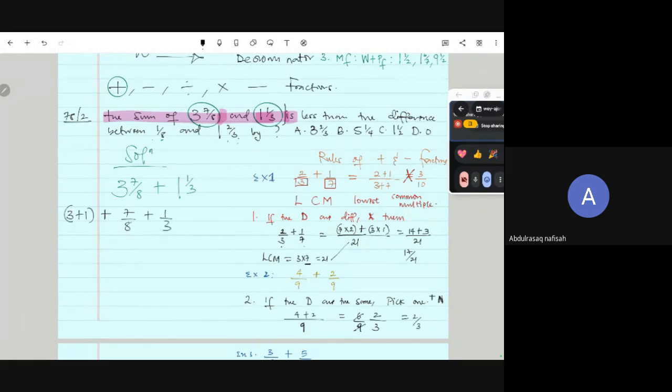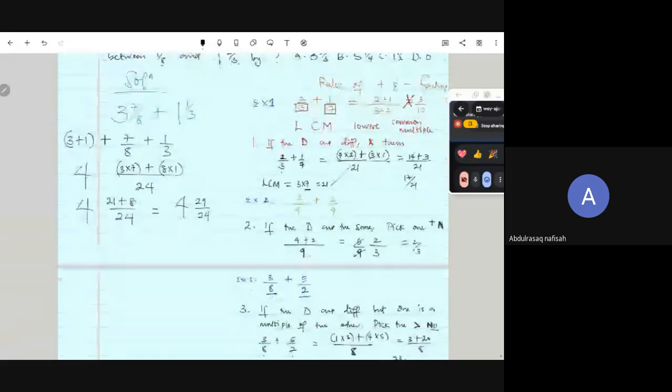It's possible. So the LCM is going to be what? 24, because 8 cannot go into 3. There's nothing you can do. 8 times 3 is 24. So how many 8s can you see in 24? It will be 3. 3 times 7 plus, how many 3s can you see in 24? That's 8. 8 times 1. Don't forget that we have 3 plus 1 here, which is 4. So we have 4 wholes. 3 times 7, 21, plus 8 over 24. 21 plus 8 is going to give us 29 over 24.